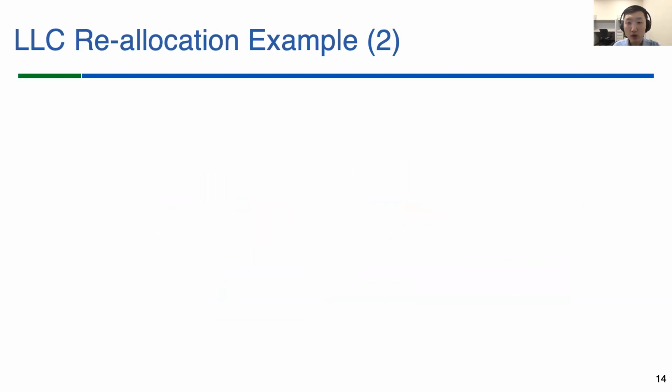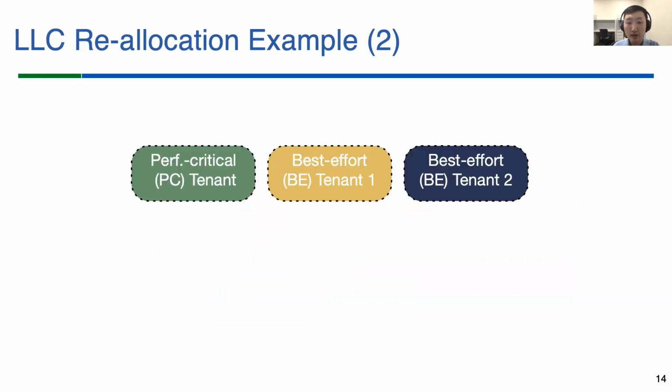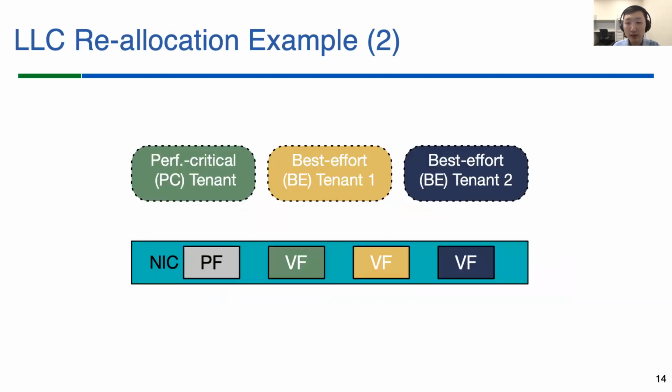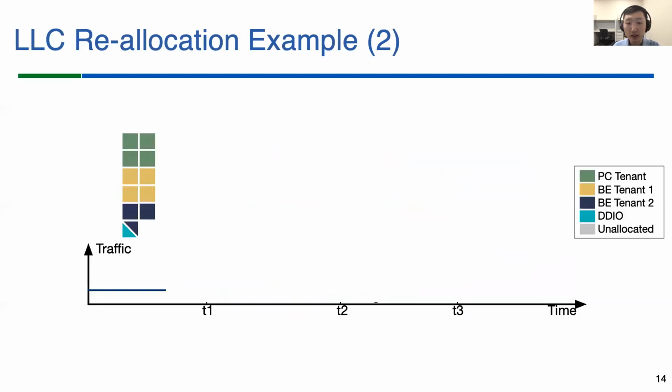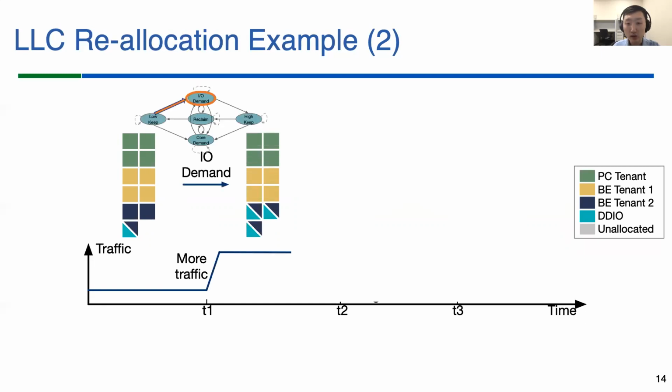In the second example, we still have the 3 tenants. However, this time they directly communicate with the physical NIC by hardware virtualization technology. Again, traffic comes from the outside world and is dispatched to its tenant. In the beginning, we have this LLC allocation, and the traffic is not intensive. At T1, we increase the network traffic throughput, and IAT detects it by DDIO hit and miss. Consequently, IAT assigns more LLC to DDIO to make room for the intensive inbound traffic.